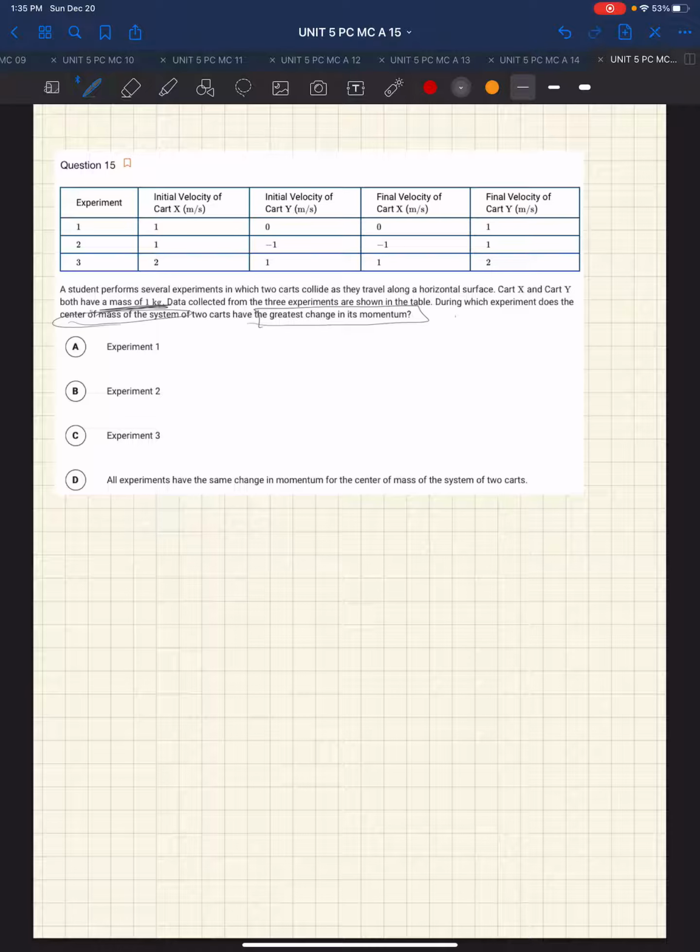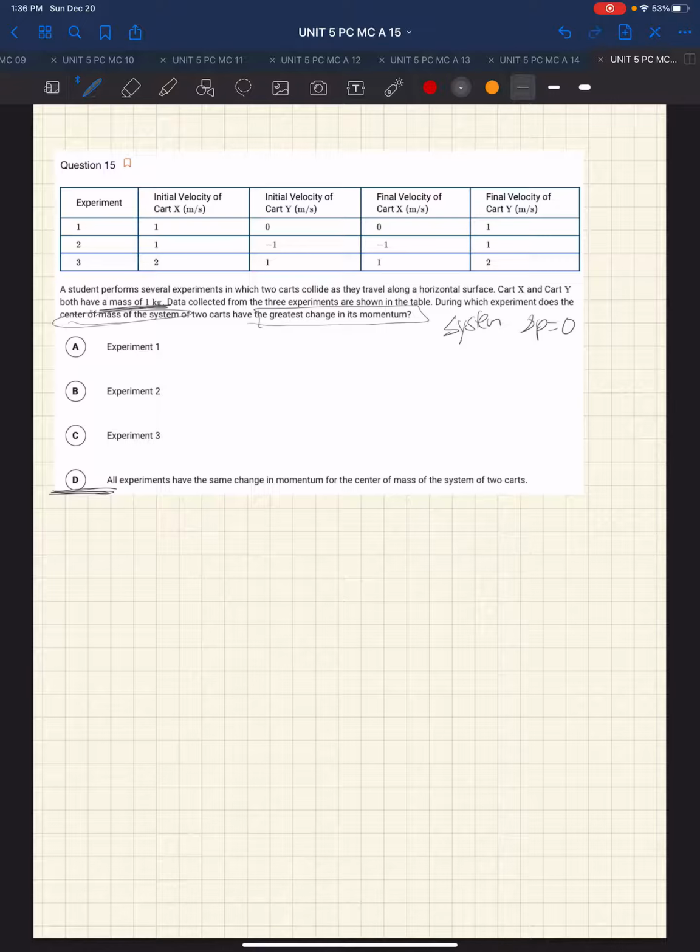So we're now talking about a system, and we want to know which one has the greatest change in its momentum. Well, the first thing is, when we have a system, the delta P should be 0. So in looking at the choices, experiment 1, 2, 3, we should be looking for choice D to be our answer. We're talking about the change in momentum of the system.